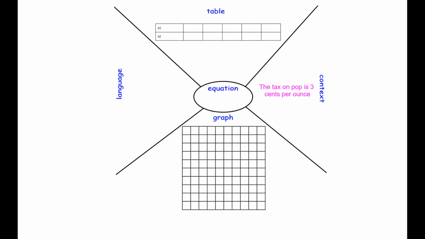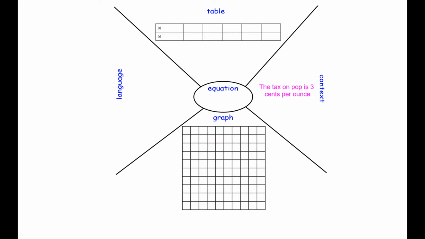It says that the tax on pop is 3 cents per ounce. So with the proportional relationship, we've talked about how the unit rate shows up in the proportional relationship. And in this case, it's the 3 cents per ounce. That's our unit rate, cents per ounce, 3 cents per ounce. Now, I can go and make the table, the equation, the graph, the language based on that context.